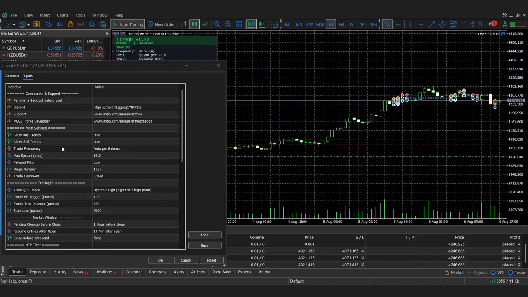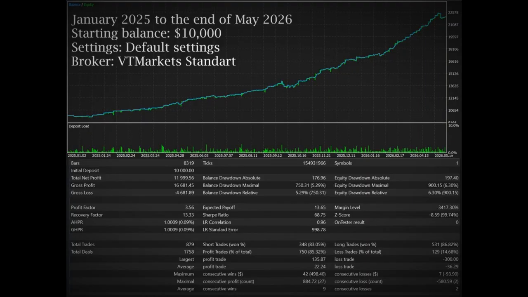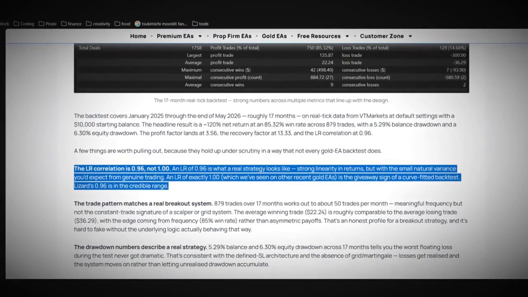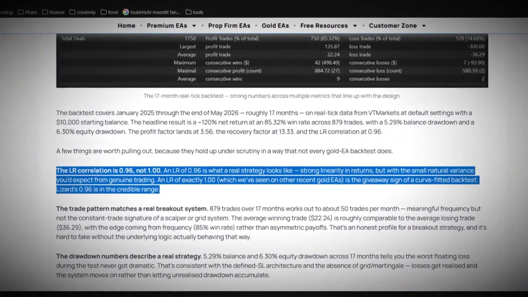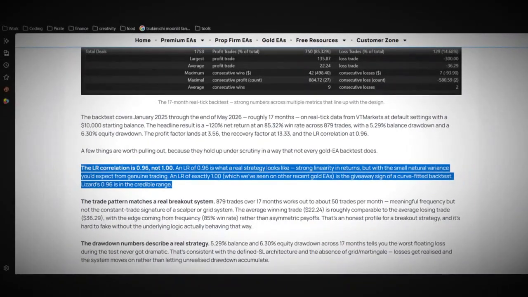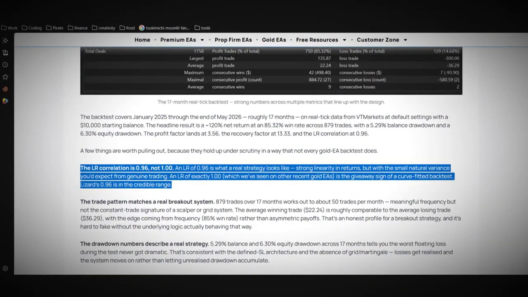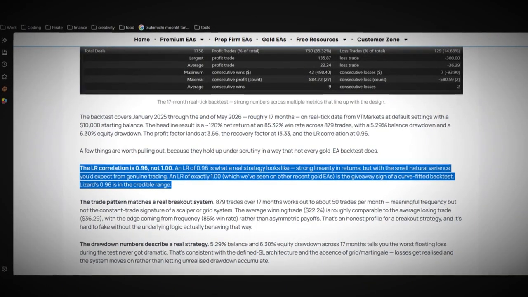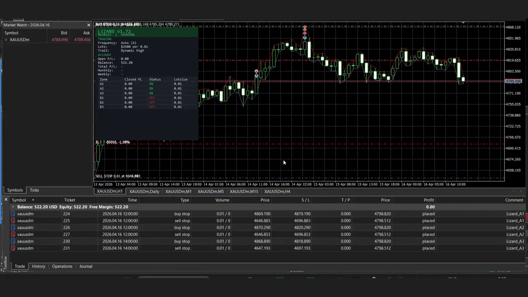That's actually useful. The 17-month backtest shows credible behavior with an LR linearity of returns of 0.96, meaningfully better than the curve-fitted 1.00s you'll see on lesser products. An LR below 1.00 suggests the equity curve isn't perfectly smooth, so yeah, Lizard does some things right. But let's talk about the problems.